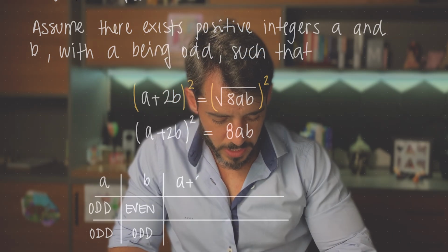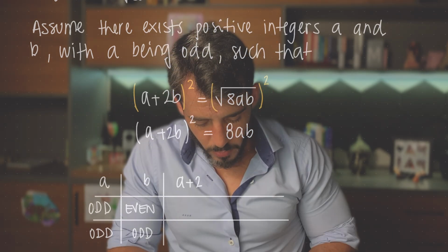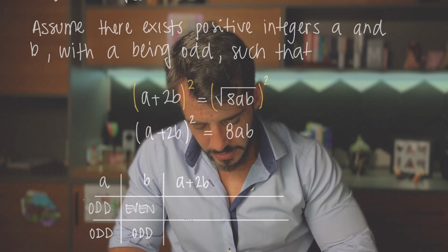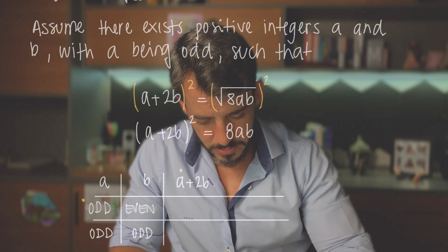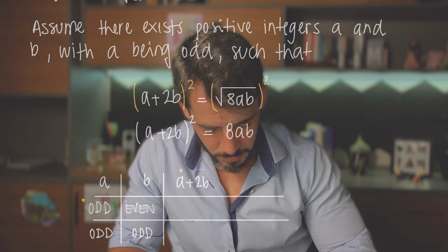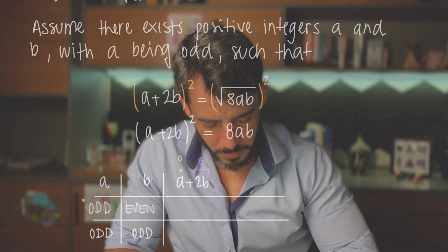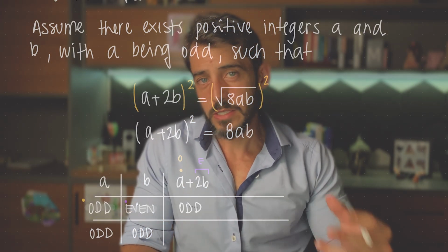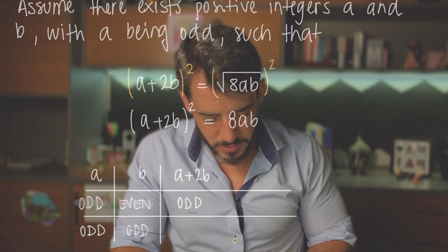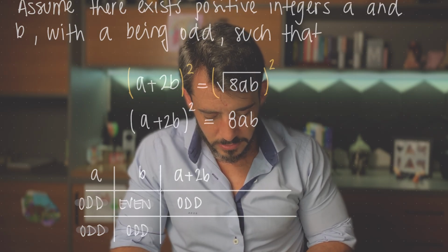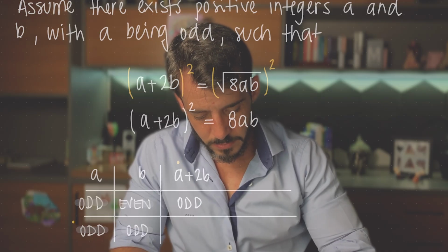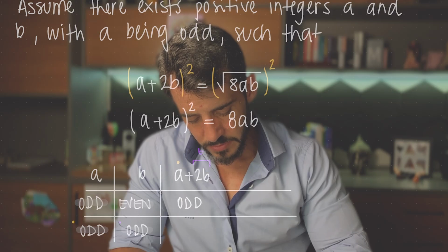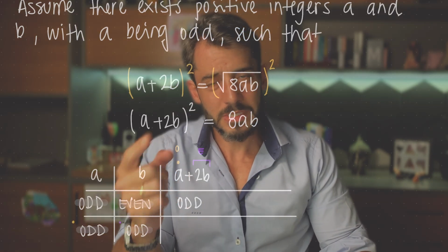Well, what happens to a plus 2b when we consider a to be odd and b to be even? In that case, we're going to have an odd number plus 2 times an even number, which by itself is also an even number. When we add an odd number to an even number, the result is odd. Now let's consider the second case. Let's say that b is odd and a stays odd. Then we have the sum of an odd number plus an even number, given that 2 times an odd number gives us an even number. Therefore, the result is still odd.